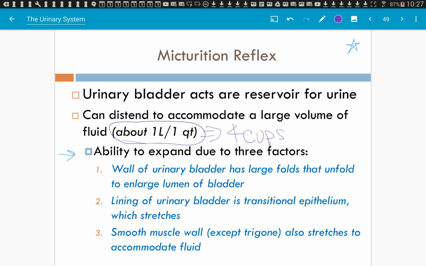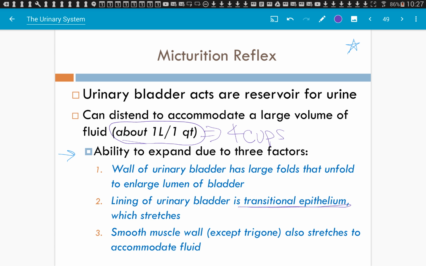Okay, thank you. So 3 reasons why your bladder can do this. First of all, the bladder inside is very folded, just like the stomach is really folded, which allows it to expand to accommodate food. In the case of the bladder, those extra folds allow it to expand to accommodate urine. And then remembering number 2, transitional epithelium is specialized cells that slide past each other that allows more stretching. And then number 3, that smooth muscle wall made of the detrusor muscle also stretches.